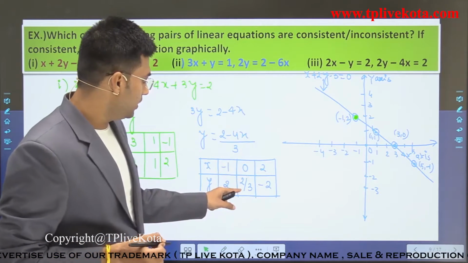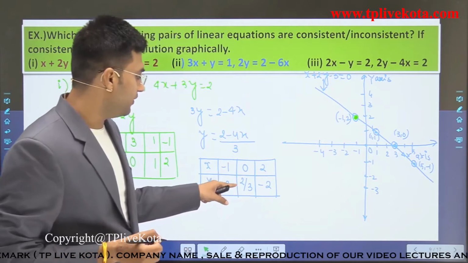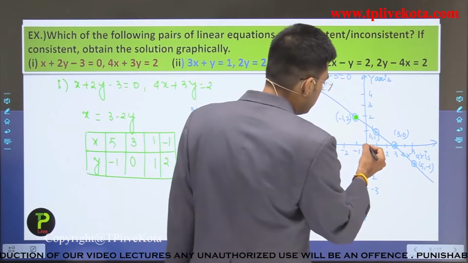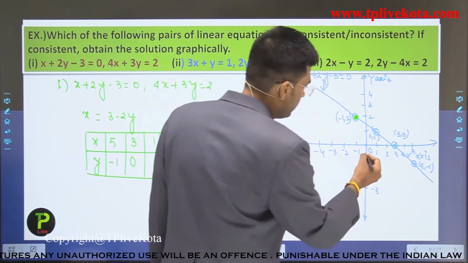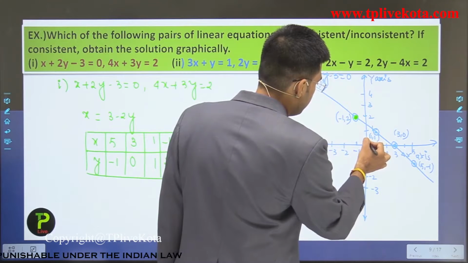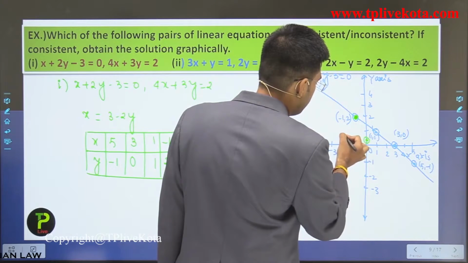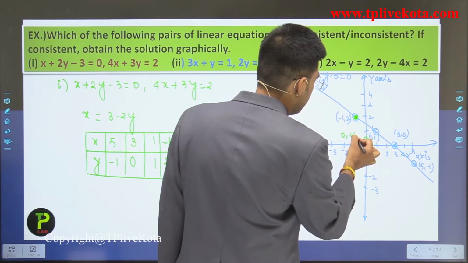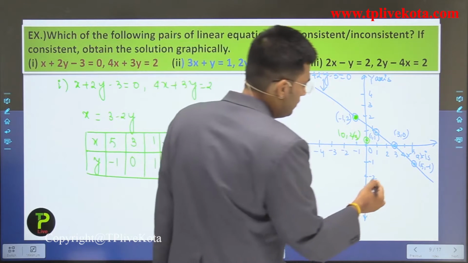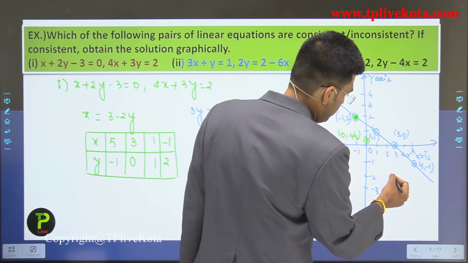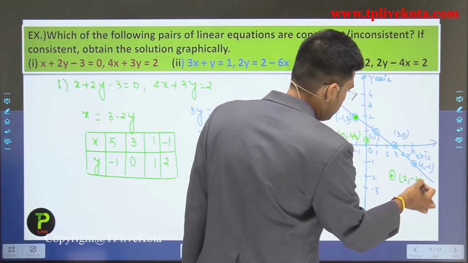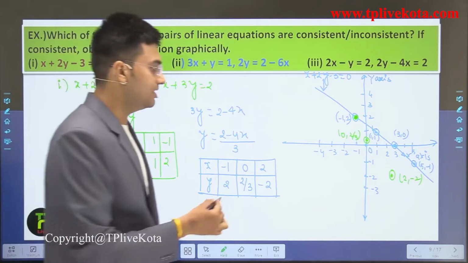Then 0 comma 2 by 3. 2 by 3 lies between 0 and 1. So at x is equal to 0, y is equal to 2 by 3. So this point lies here. Now after this point, 2 comma minus 2. This is 2 comma minus 2. Now let's join all these points.